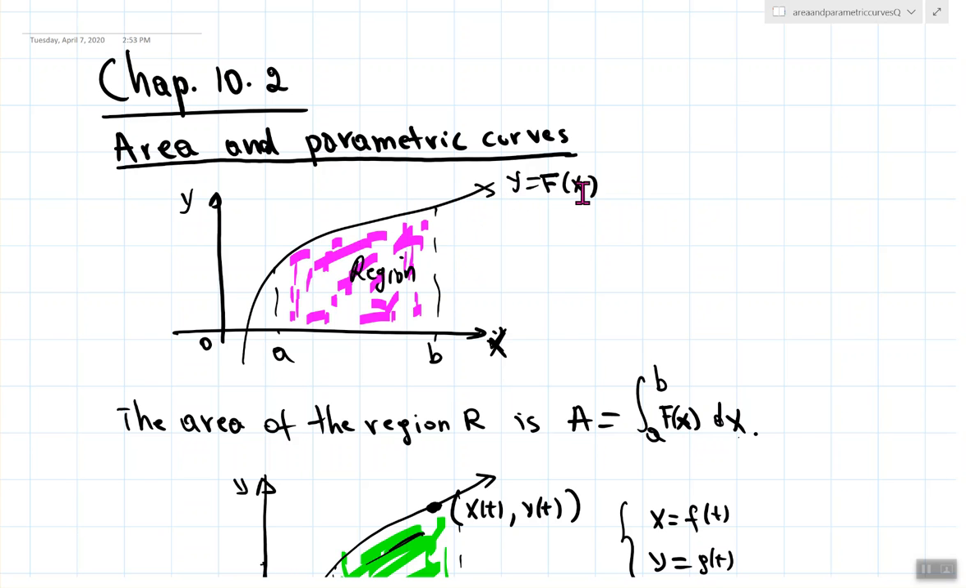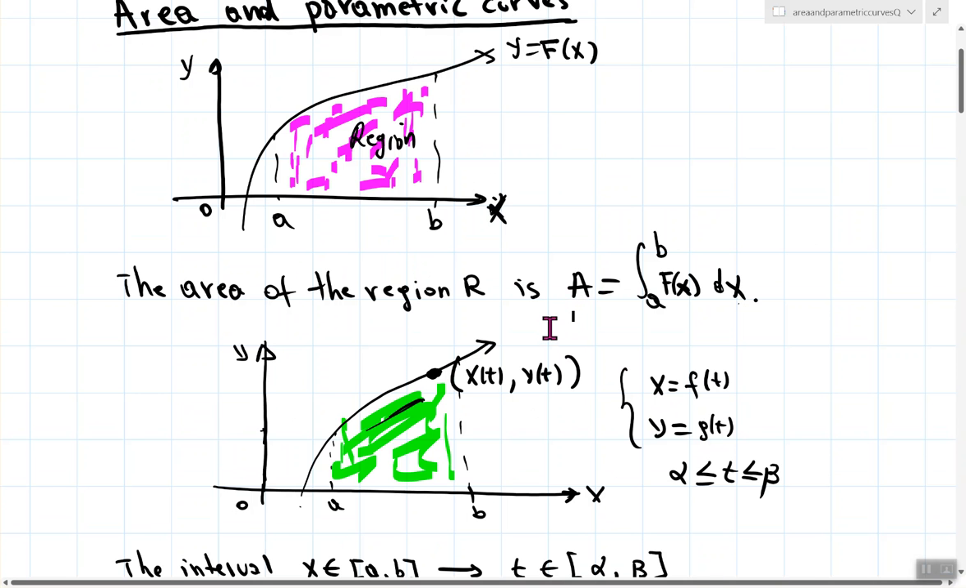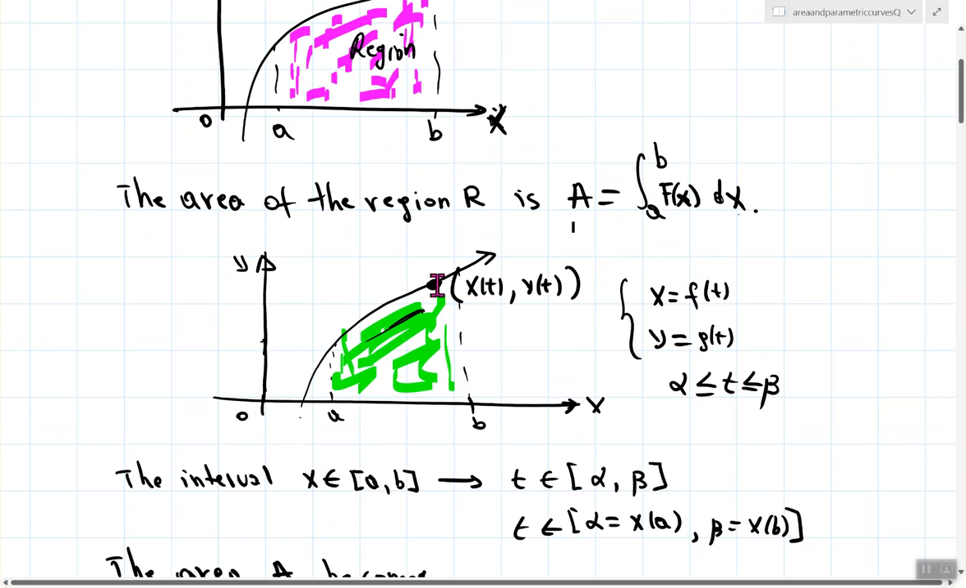But this is a function, y is a function of x. We want to do the same thing, only this time the function is given to us in terms of two parametric equations. So this curve is a parametric curve. You have two parametric equations. The first one is x equals f of t, and the second equation is y equals g of t. And the parameter t is between alpha and beta.